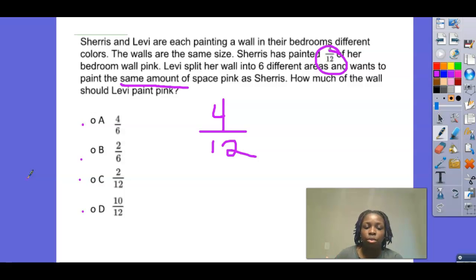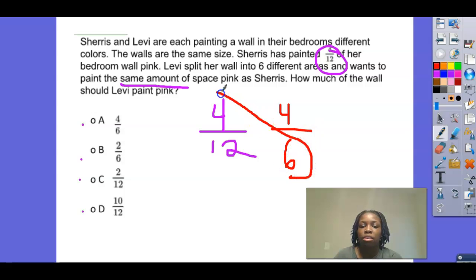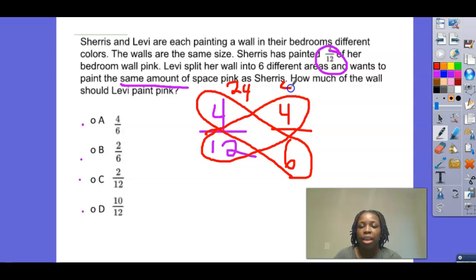So again, you're going to start with A, 4/6. So you're going to set it up against each other, 4/12 and 4/6. We're going to cross multiply. What am I multiplying first? Good, 6 times 4, which is 24. And then 12 times 4, which is 48. These obviously are not the same number, right? So obviously 4/6 is not equivalent to 4/12.